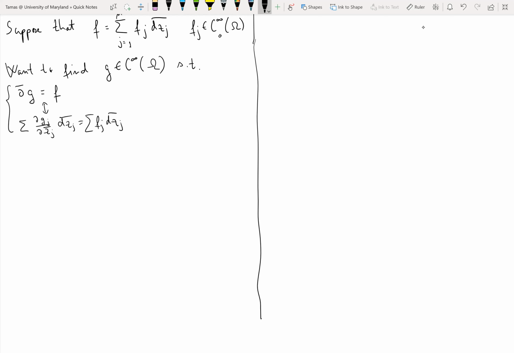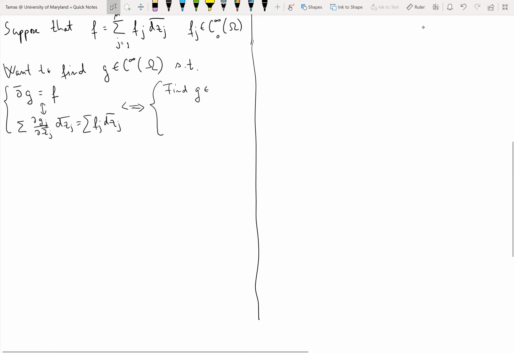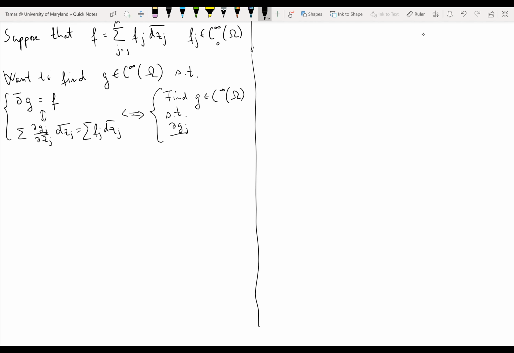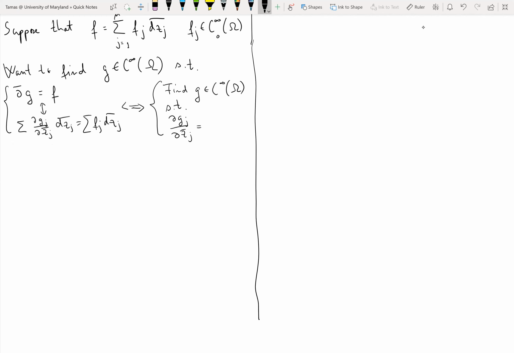Now, after identifying coordinates, you can further say that this is equivalent to: find a G in C infinity of omega such that del Gj over del Zj bar is equal to the Fj, obviously on omega.